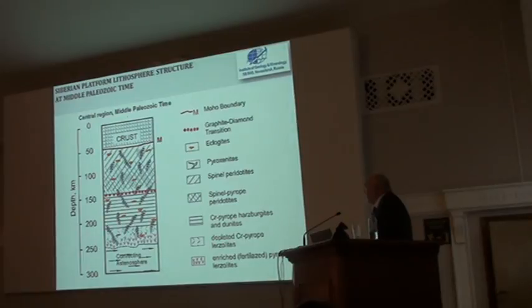Here is crust, spinel peridotite, garnet spinel peridotite. It's all of these depleted peridotites, of course. It's the graphite-diamond transition zone. Depleted, extremely depleted harzburgites and dunites. Some of them are diamondiferous, and some are pyroxenites in this area. And here we have secondary enriched peridotite.